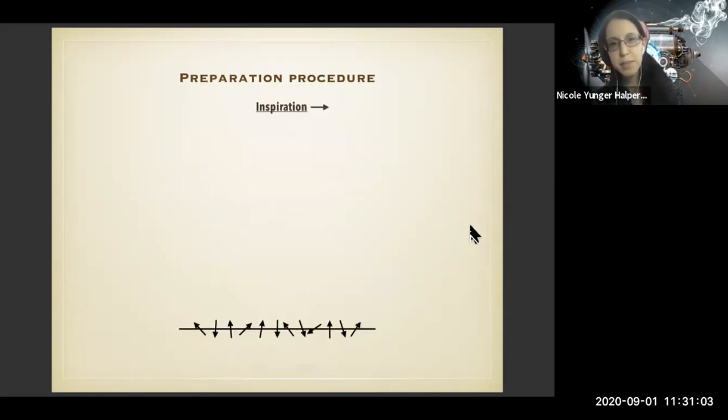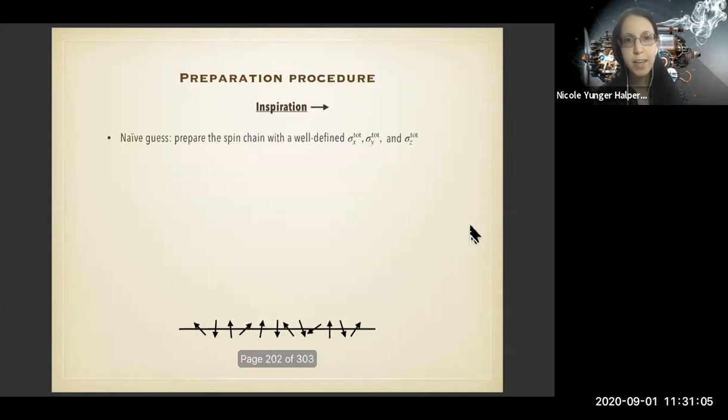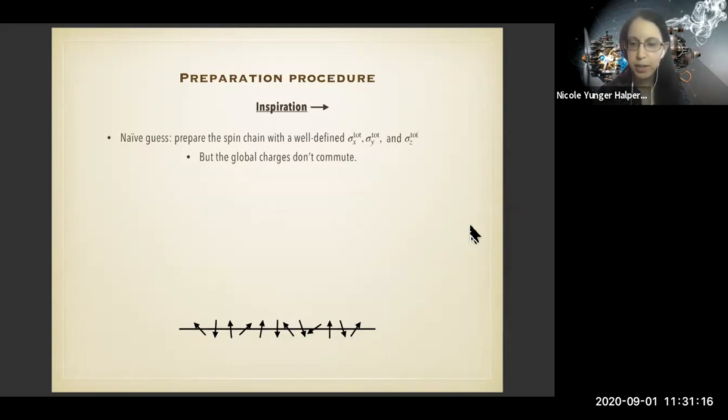We might draw on this inspiration to guess that we should prepare our spin chain with a well-defined value for every global charge. That doesn't work because the global charges don't commute. They might not necessarily share interesting eigenspaces.